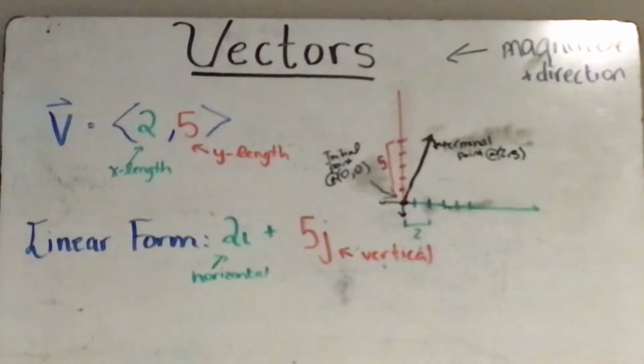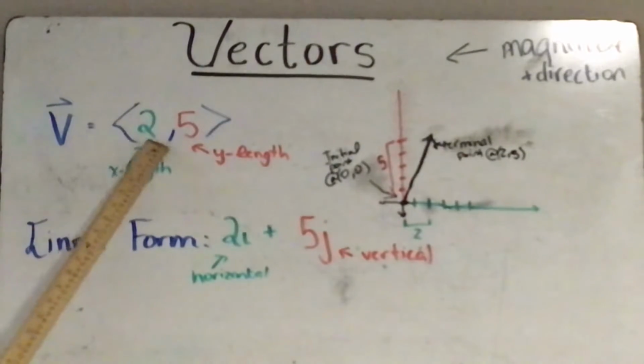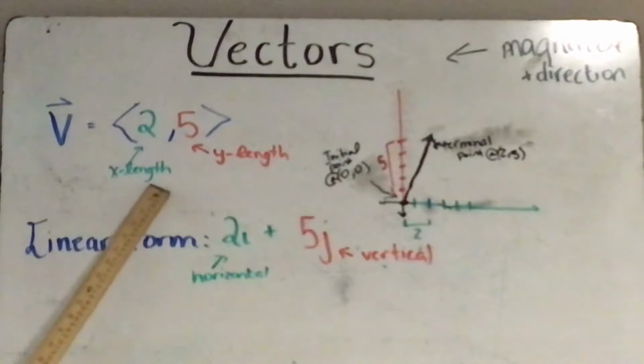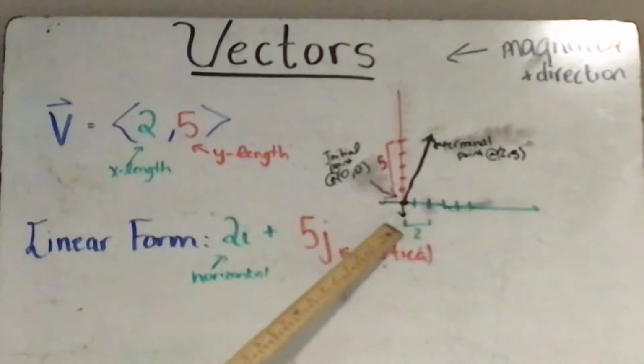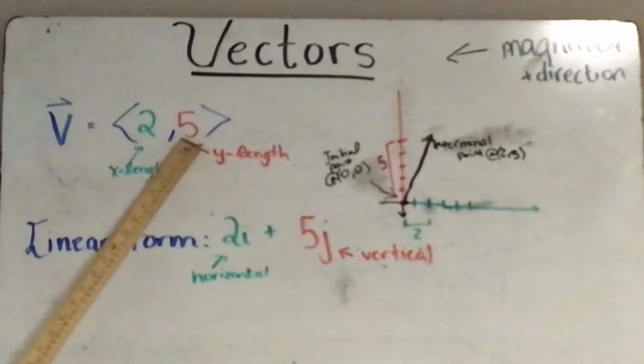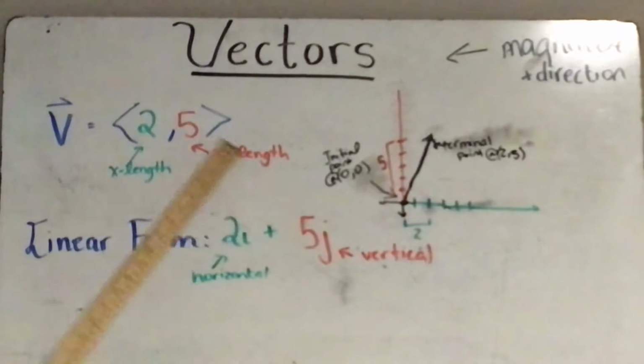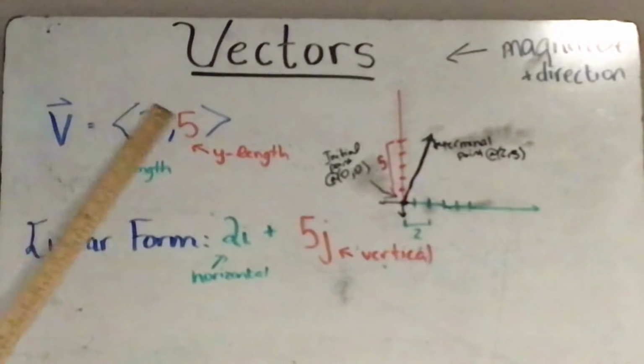So how do you write a vector in vector form? You have this symbol here and then the v, and these are the coordinates. The number on the left represents the x length of the vector, basically along the x-axis, the horizontal length of the vector, and the second number is the y length. In this case, we have the vector <2, 5>.